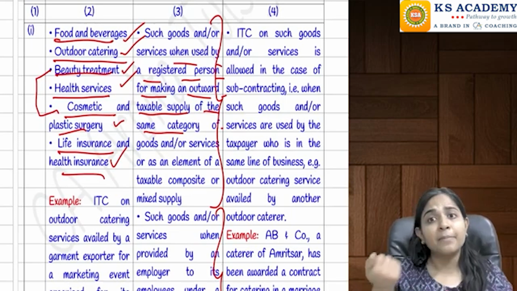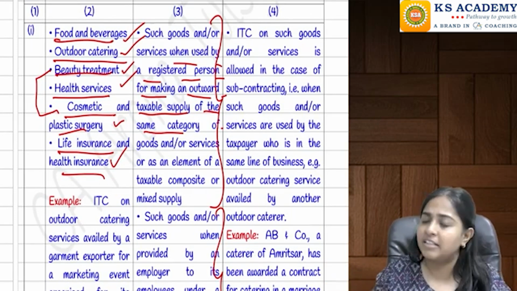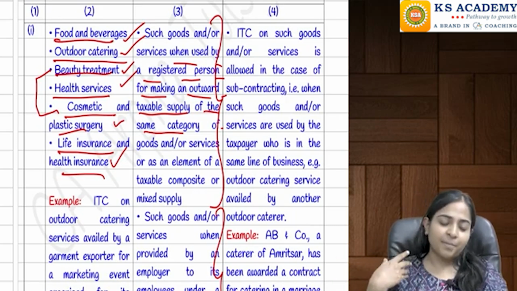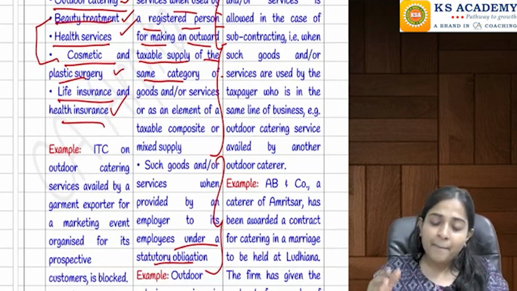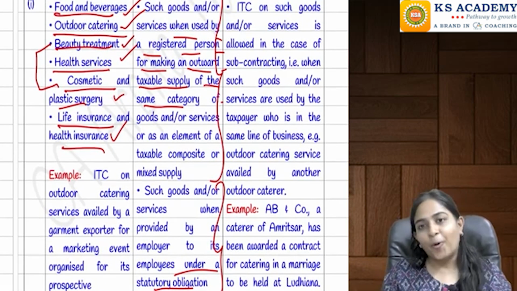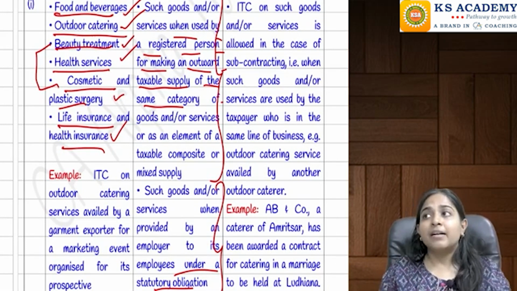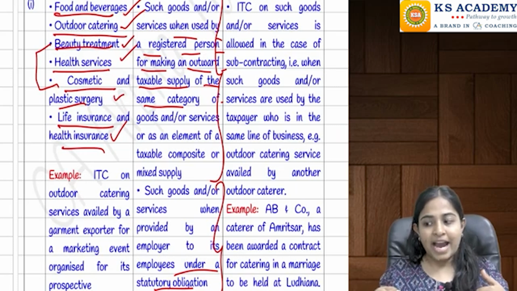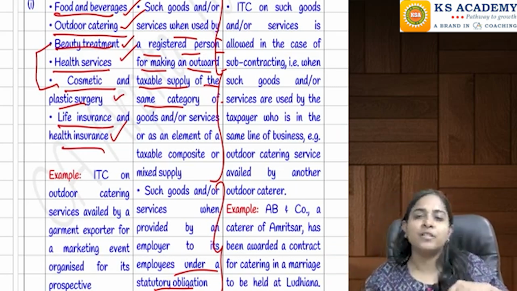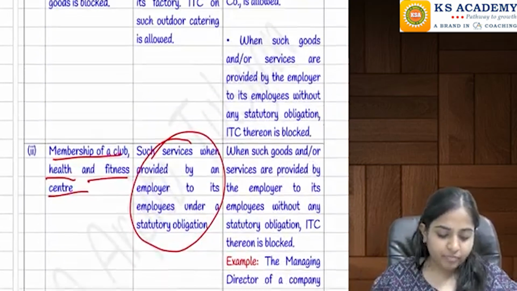Let's say I have some clients coming, and I arrange food and beverages for them, for which I have paid GST. Even though it is a business expenditure, I'll claim it as a business expenditure, but no credit will be available on that. But yes, again, if it is to be provided statutorily under any particular law, then the GST credit on that will be allowed. Or let's say I am a caterer. I want to provide catering services to someone else. For that, I have taken input services. That will be allowed because I am into the same line of business. Are you clear with this?